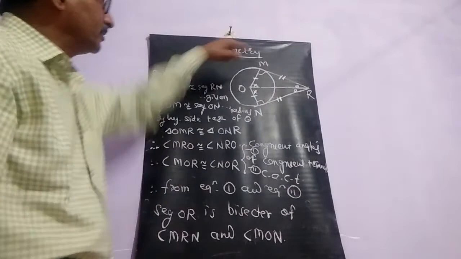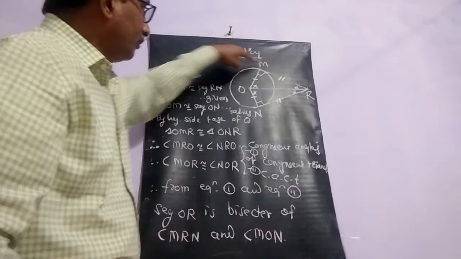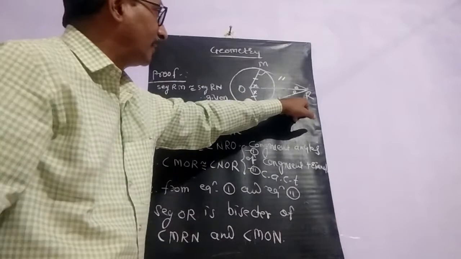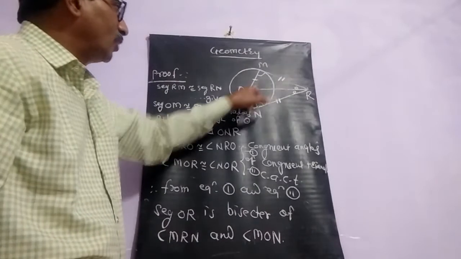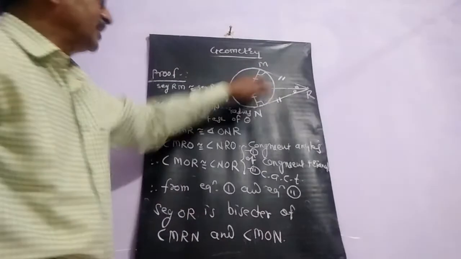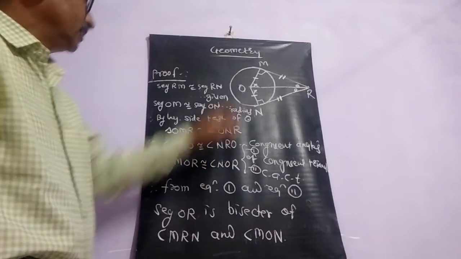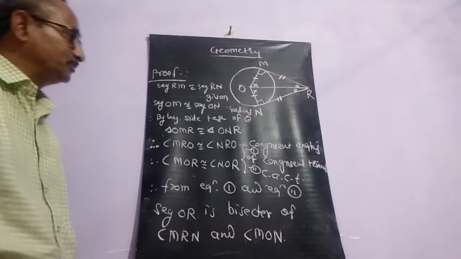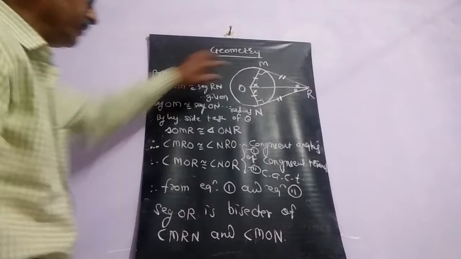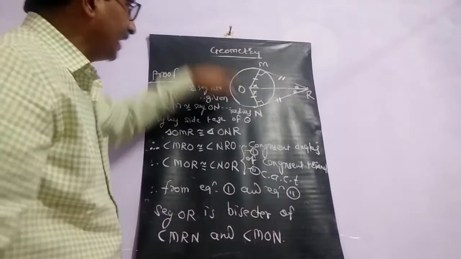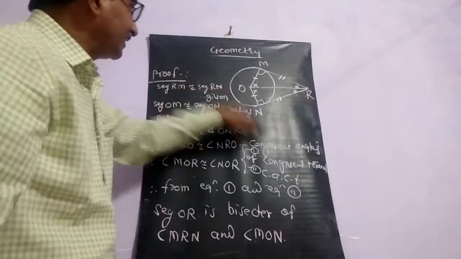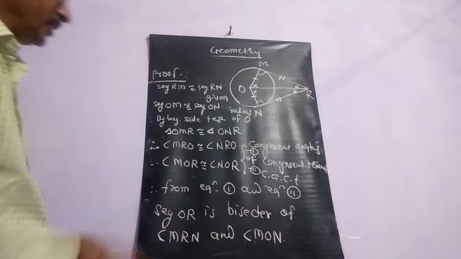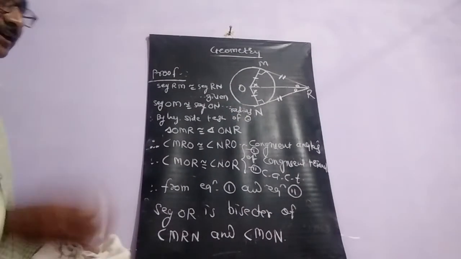In the same way, angle MOR and angle NOR, these two angles are congruent because both the triangles are congruent, and so we can write the reason: congruent angles of congruent triangles, CACT. And in this way, if both the angles are congruent, then OR is the bisector of angle MON. In this way, we can prove this theorem.